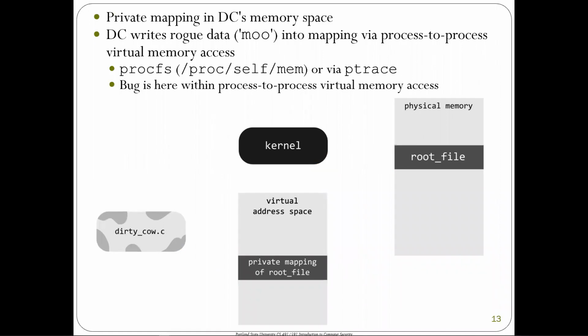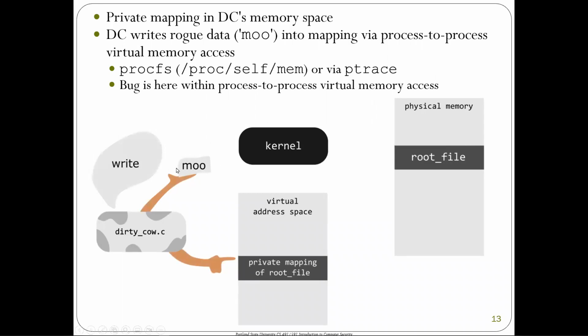So this private mapping is in the Dirty Cow memory space. The Dirty Cow program is going to find a way to write to this mapping in a non-traditional way. If it actually wrote the traditional way, things worked fine. And the assumption was it wasn't going to go directly into virtual memory and write directly into virtual memory. And so that's where the bug is. The bug is within this implementation of direct write access to this virtual memory file. And so this is what happens.